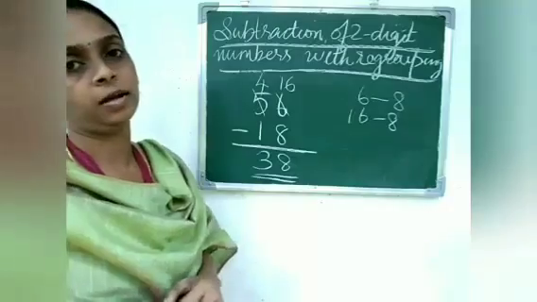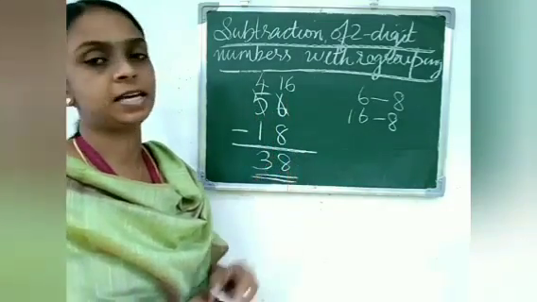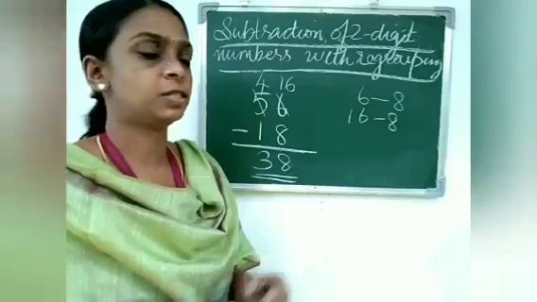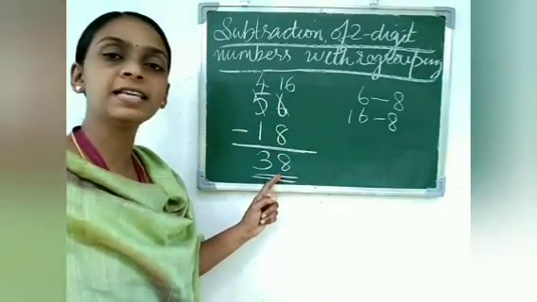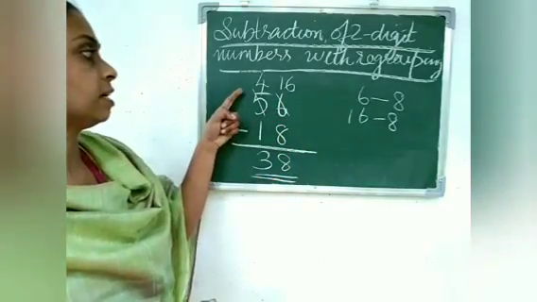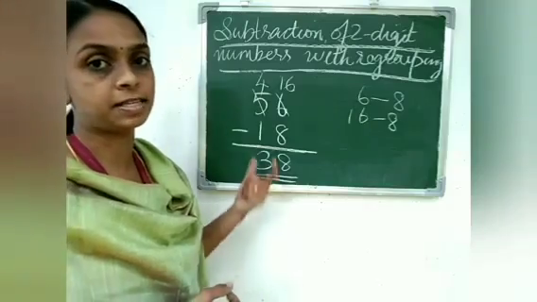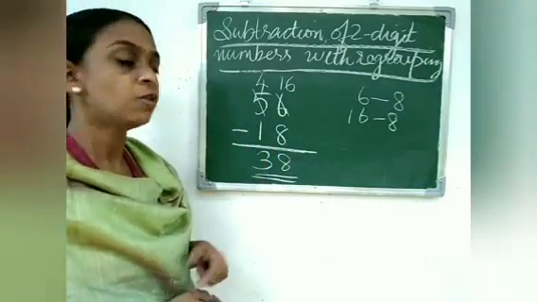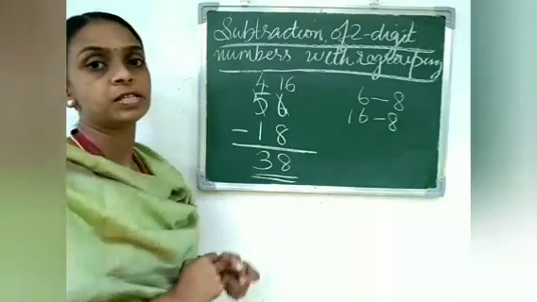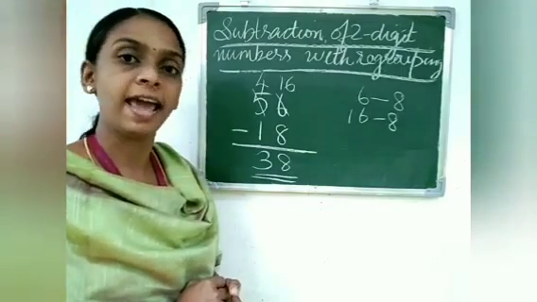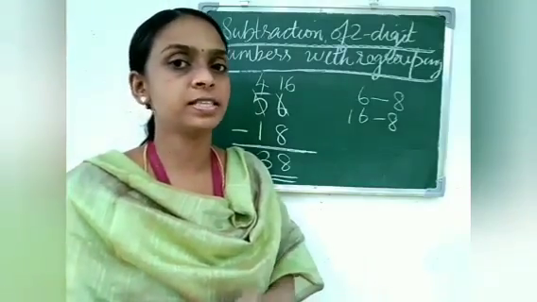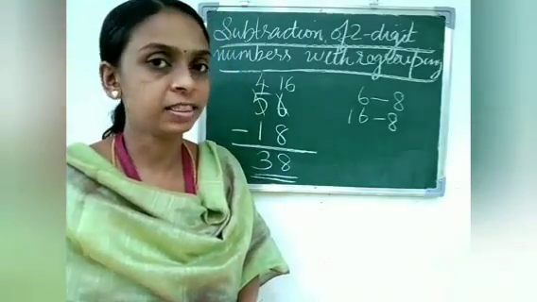Now we are able to do 16 minus 8. 16 minus 8 is 8. The next step is the subtraction in the tens place, that is 4 minus 1. 4 minus 1 is 3. So the answer is 38. I will show you two more examples, then you will easily understand subtraction with regrouping.